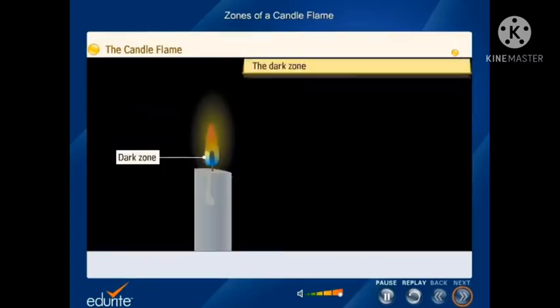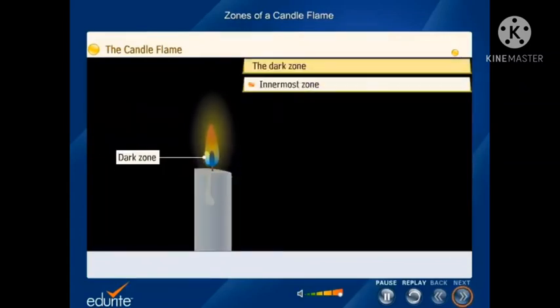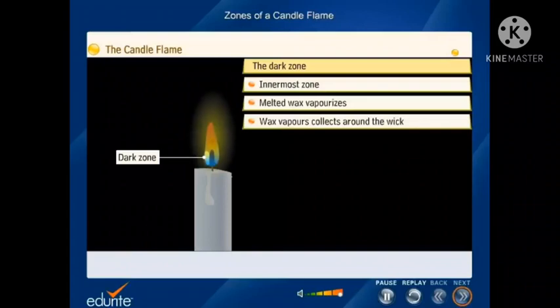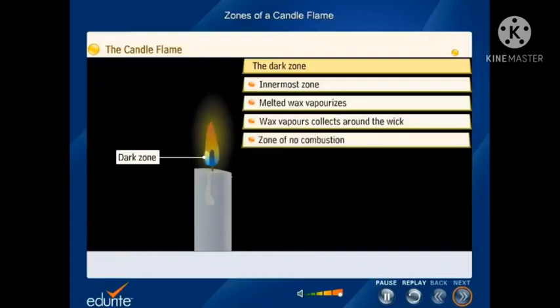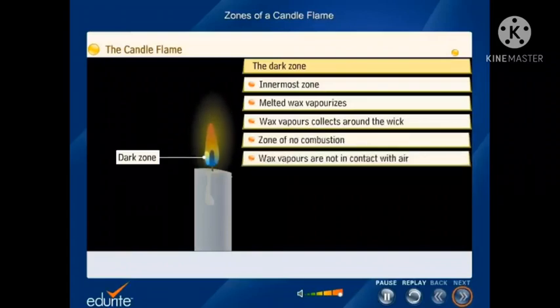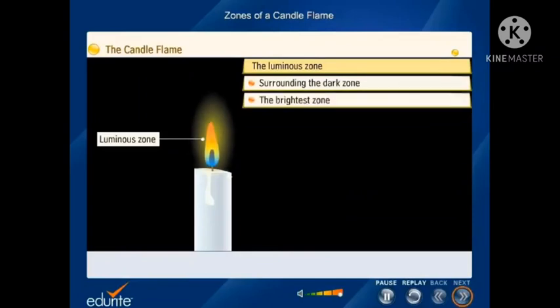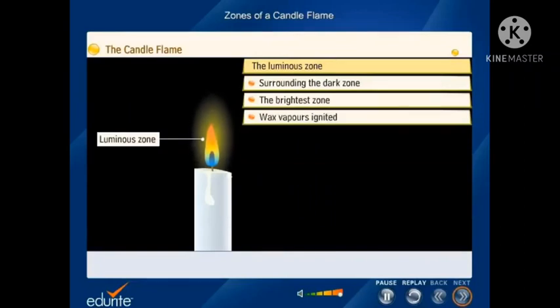The dark zone is the innermost zone of the flame. But what's happening here? Here the melted wax vaporizes and collects around the wick. This is the zone of no combustion, as the wax vapors are not in contact with oxygen. Now watch the zone surrounding the dark zone. It is the brightest. This is the luminous zone. The wax vapors ignite and produce a yellow radiant flame.